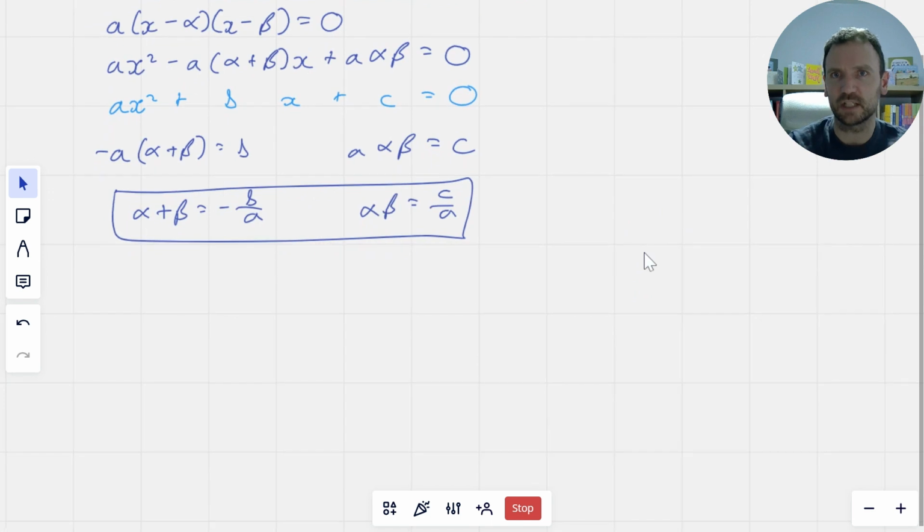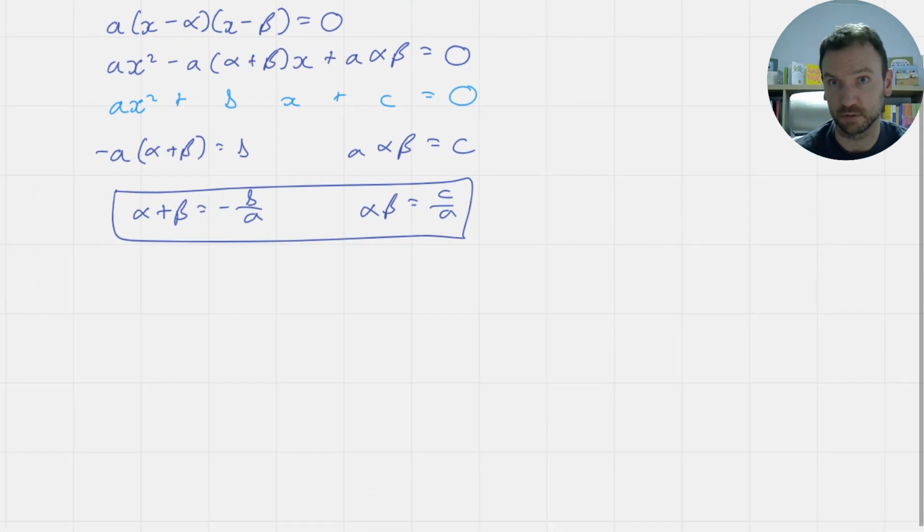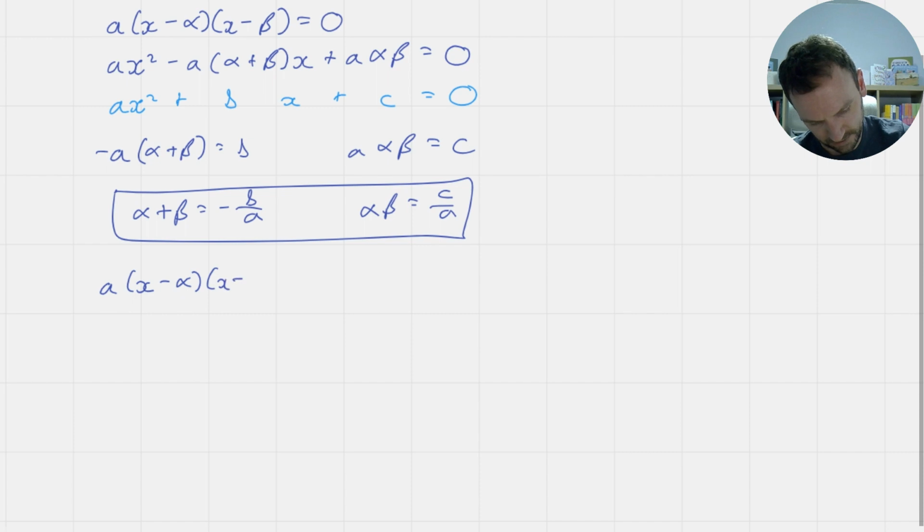So let's repeat the trick and say we've got a cubic equation with roots alpha, beta, and gamma because we're going to need the third root now. So if we do that, we're going to have a times (x - alpha)(x - beta)(x - gamma) = 0.